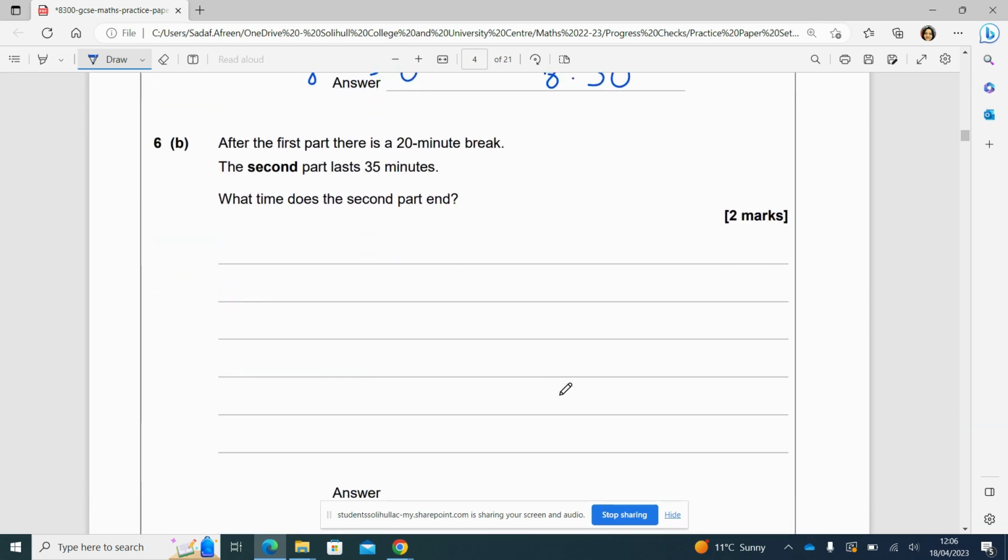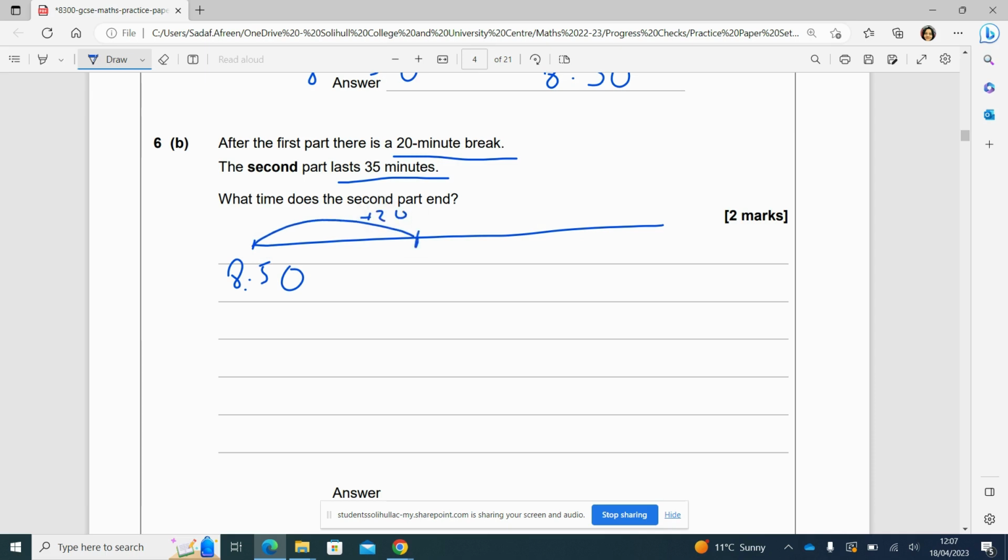The next question is after the first part, there is a 20-minute break. The second part lasts 35 minutes. What time does the second part end? So if we draw the timeline here, okay, so 8:50, that's the end of the first part. There is a 20-minute break, so you draw a 20-minute break, okay, that's plus 20.